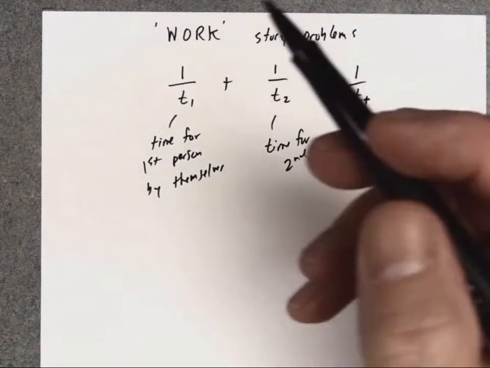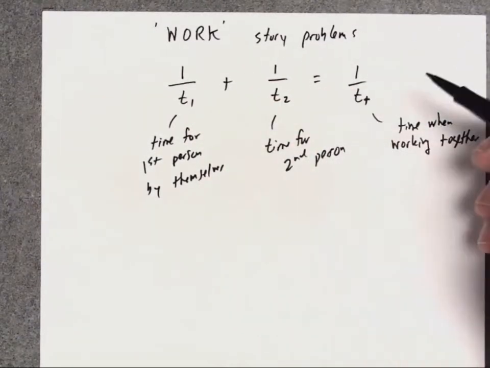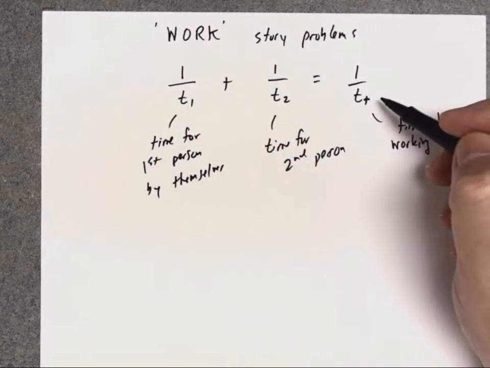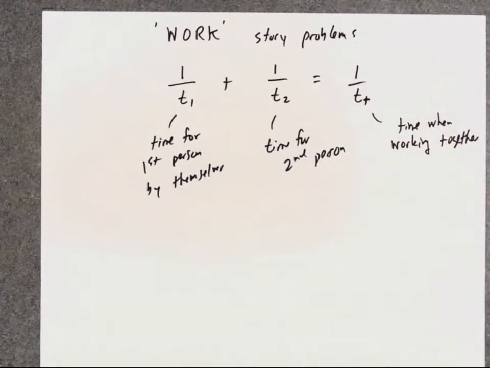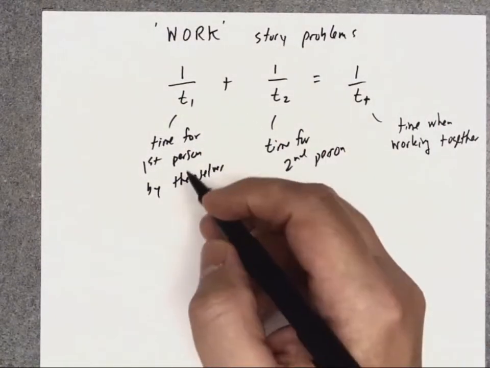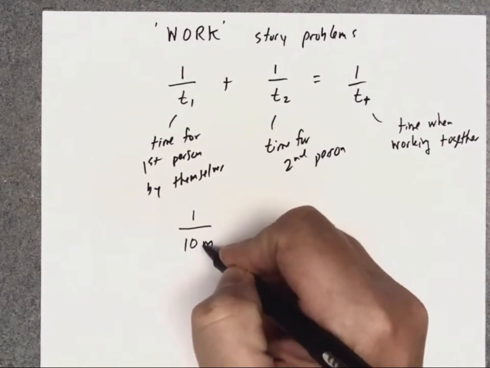Although sometimes they may give you the time for the first person to do the job by themselves, maybe they'll give you the time it takes them to work together, and then they ask you to find the time for the second person by themselves. Either way, it's all pretty straightforward. So for our problem, Trent, it says, can do it in 10 minutes. We'll call Trent the first person. So we do 1 over 10 minutes.